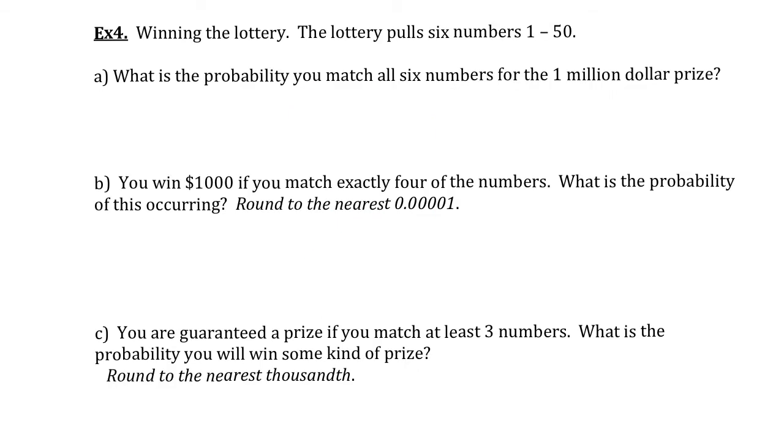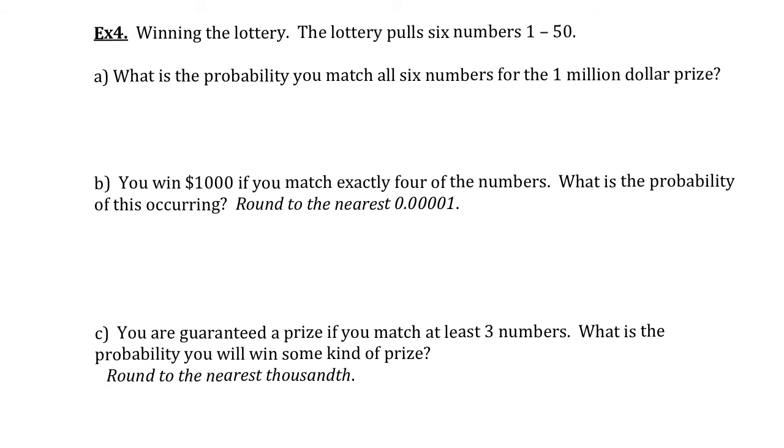Okay, now what does probability have to do with combinations and permutations? Well, a lot of times when you're calculating probability, you need to consider all the possible combinations and permutations of a scenario. So for example, the probability of winning the lottery. We're going to assume the lottery pulls 6 numbers from 1 through 50. What's the probability you will match all 6 numbers for the $1 million prize?